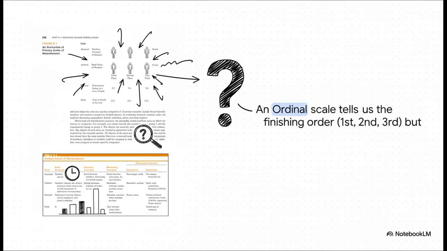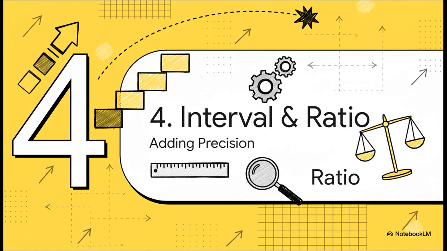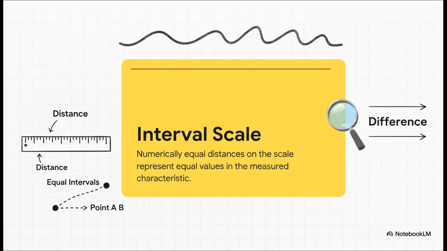We know the order, but not the distance. All right, time to climb a little higher. These next 2 scales, interval and ratio, are where we start to get some real analytical firepower, because we're finally adding precision. The interval scale is a huge step up because it finally adds the concept of distance.